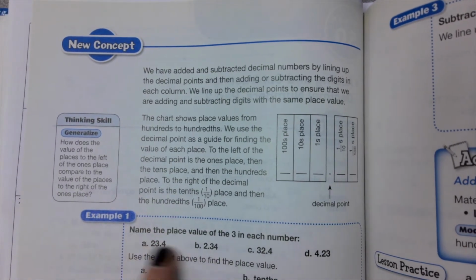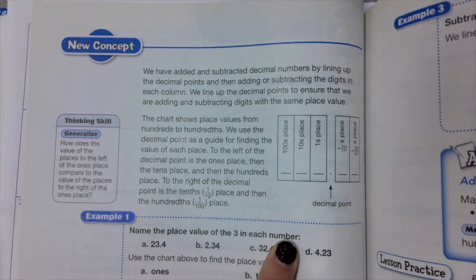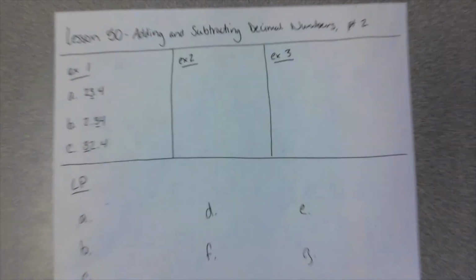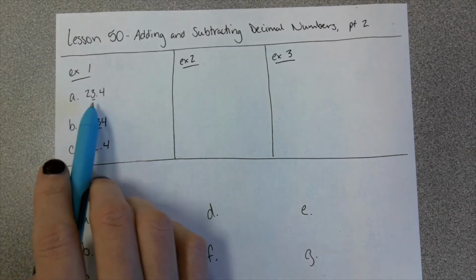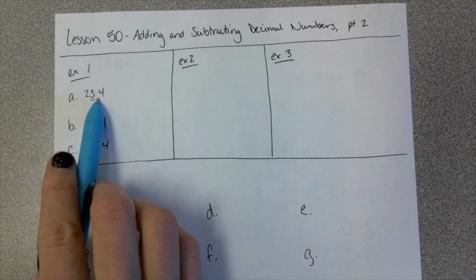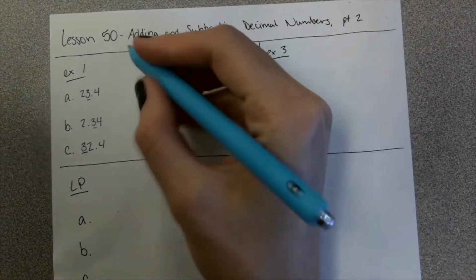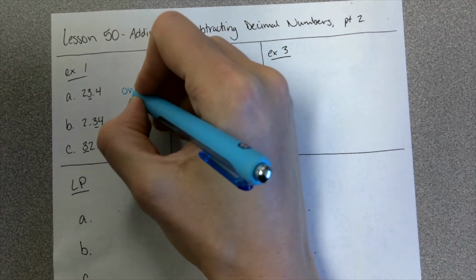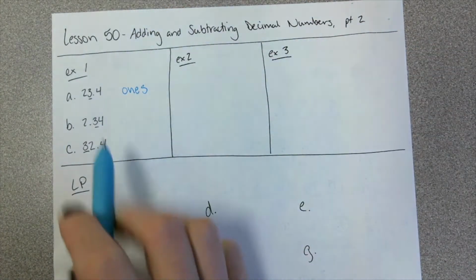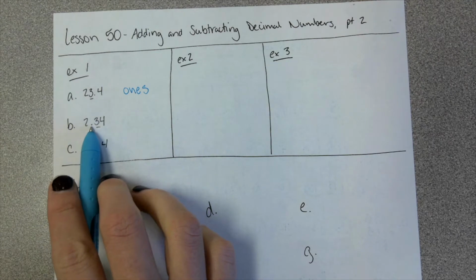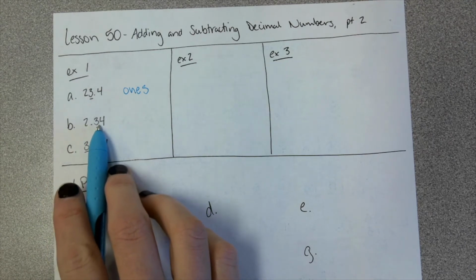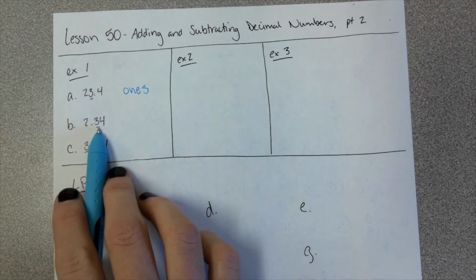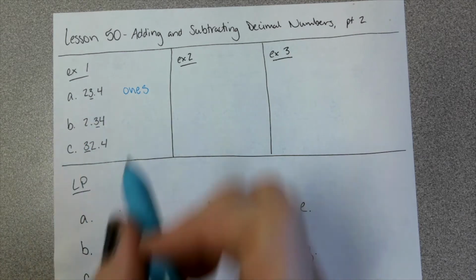So, first example, we have to name the place value of the 3 in each number. So if we look here, what place is the 3 in here? Well, it's right in front of the decimal point, so that would be the ones. So go ahead and write ones next to that. In this one, it's right after the decimal point. This is 2 and 34 hundredths. So the 3 is in the tenths spot because it's right after the decimal point.